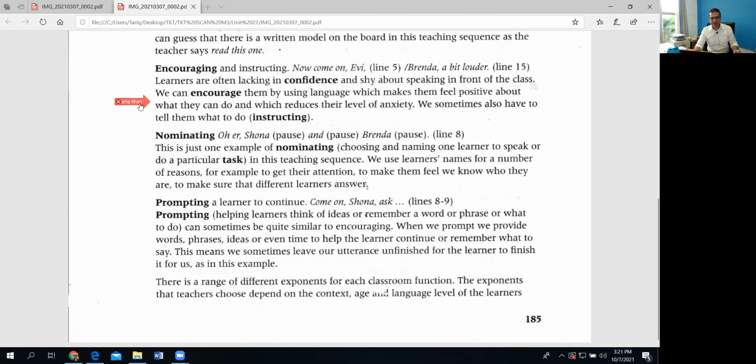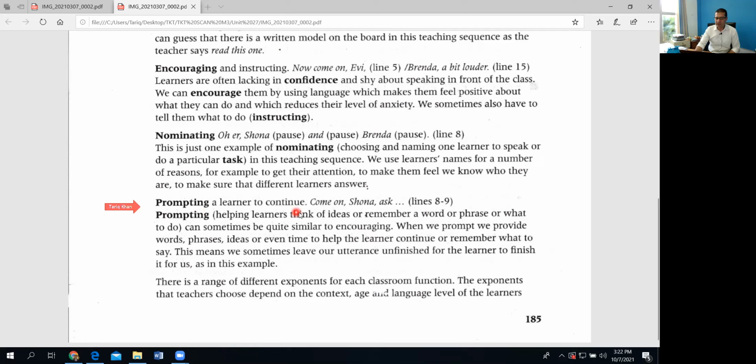Nominating. "Or Shona and Brenda, line 8." This is just one example of nominating. Nominating means choosing and naming one learner to speak or to do a particular task. In this teaching sequence, we use learners' names for a number of reasons. For example, to get their attention, to make them feel we know who they are, to make sure that different learners answer. So that is nominating.